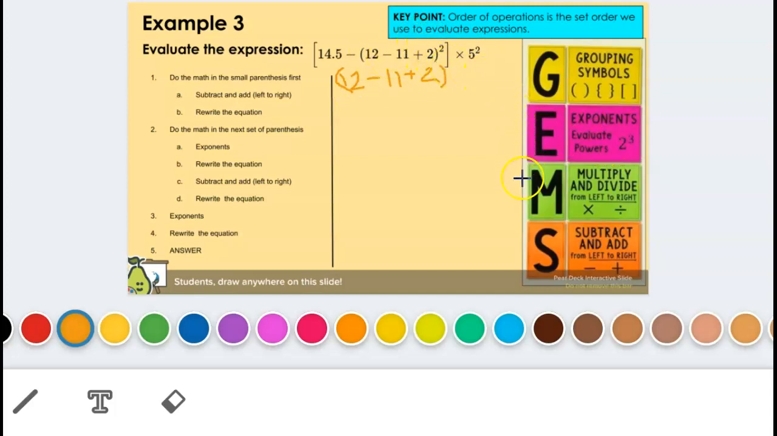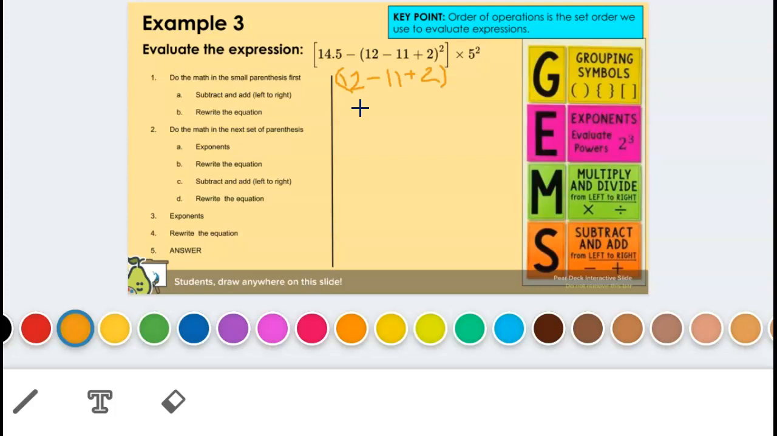Do I see any multiplication or division? Not in the small grouping. Do I see any subtraction and addition? I do. I have a subtraction sign and I have an addition sign. And this tells me I have to do it from left to right. So I'm getting out my calculator again. And I want to make sure that I am getting my correct answers.